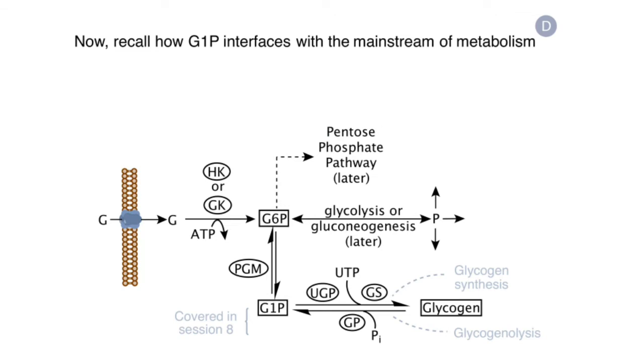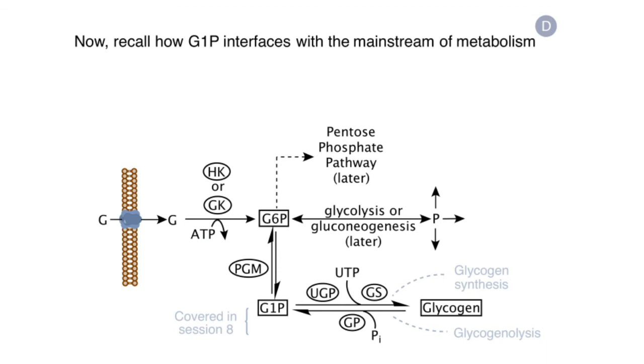Now let's take a look at the way that glucose 1-phosphate interfaces with the other biosynthetic and catabolic pathways. Let's look at panel D. This metabolic map shows glycogen in the lower right-hand corner. We can see how glycogenolysis results in glycogen breakdown to glucose 1-phosphate. And in the reverse direction, we can see how glucose 1-phosphate can be used to make glycogen by way of 2 enzymes, UDP glucose pyrophosphorylase, UGP, and glycogen synthase, GS.